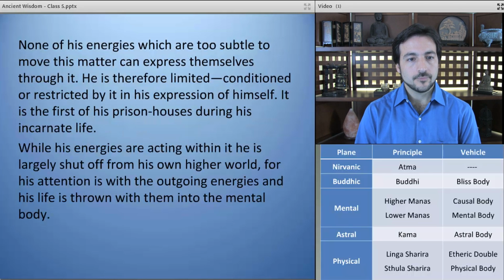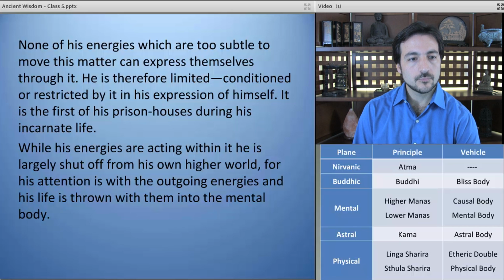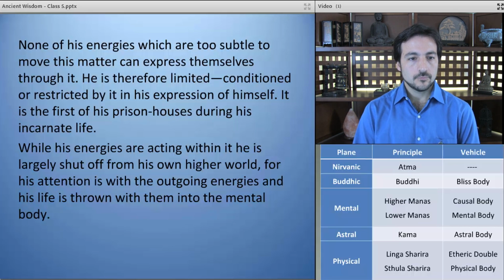None of his energies which are too subtle to move this matter can express themselves through it. He is therefore limited, conditioned or restricted by it in his expression of himself. It is the first of his prison houses during his incarnate life. While his energies are acting within it, he is largely shut off from his own higher world, for his attention is with the outgoing energies and his life is thrown with them into the mental body.